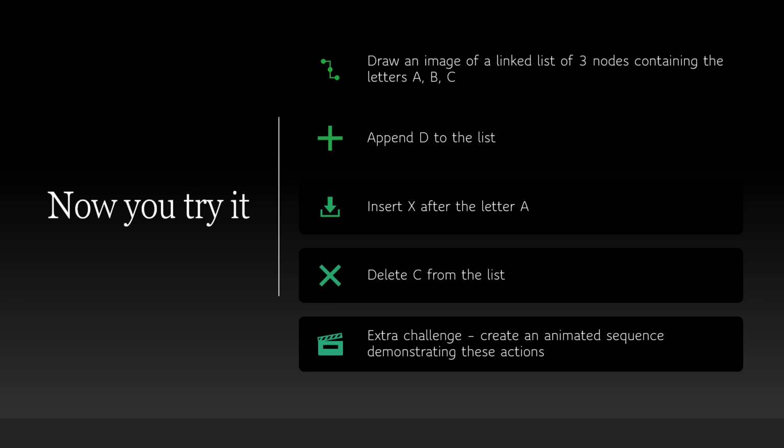So before I finish this video, I want to set you some work. There's a couple of slides here. So this one first. Draw an image of a linked list of 3 nodes containing the letters A, B and C, and then make these changes. Append D to the list, insert X into the list, and delete C from the list. Show how the pointers and nodes look after you've done all those things.